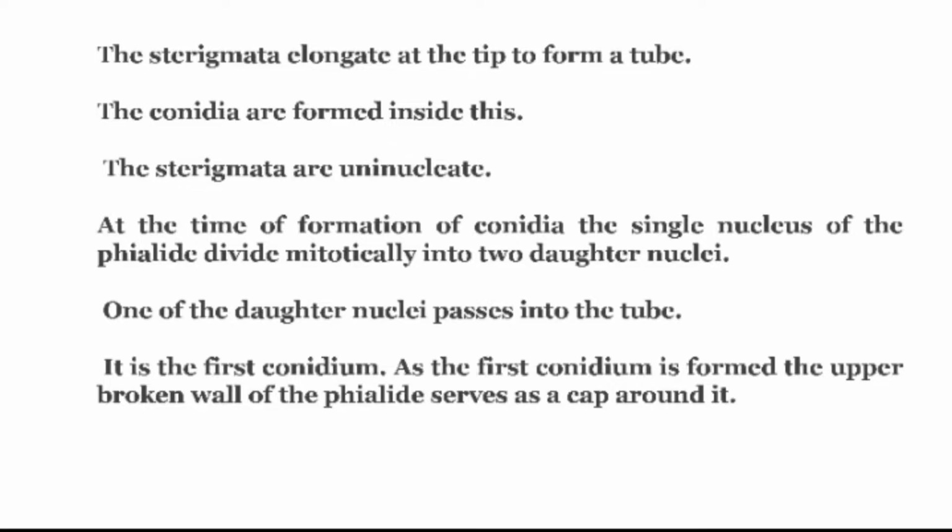The sterigmata are uninucleate. At the time of formation of conidia, the single nucleus of the phialide divides mitotically into two daughter nuclei. One of the daughter nuclei passes into the tube. It is the first conidium. As the first conidium is formed, the upper broken wall of the phialide serves as a cap around it.